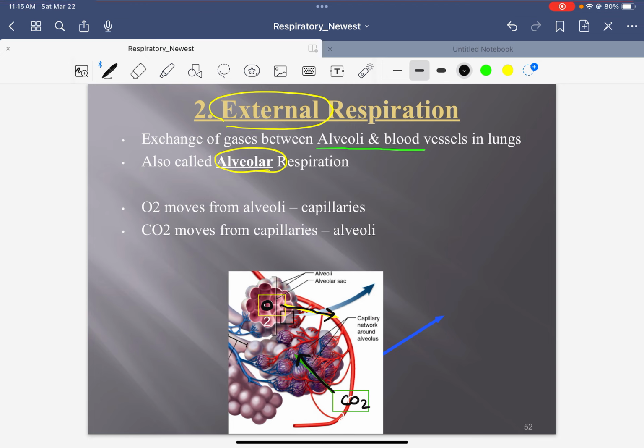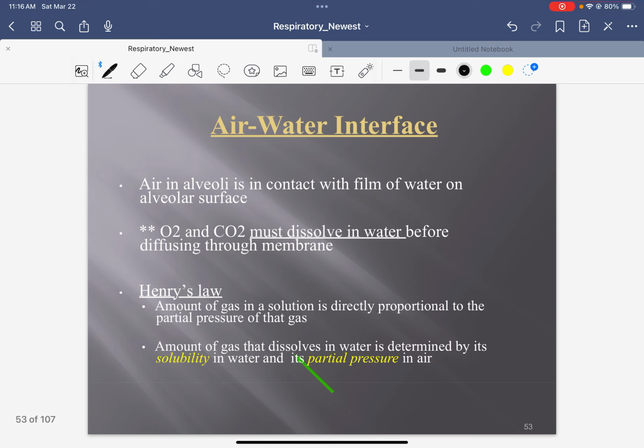I don't know why people commonly miss this. So, whatever you have to do, but I'm trying to be as straightforward as possible. External or alveolar respiration. Gas exchange between the lungs and the blood. Know which is moving in which direction. Oxygen is moving from the lungs into the blood. CO2 is moving from the blood back into the lungs. Memorization, folks. You can do it.